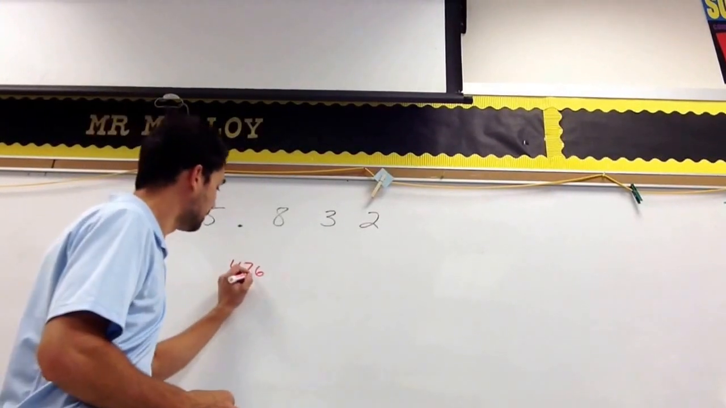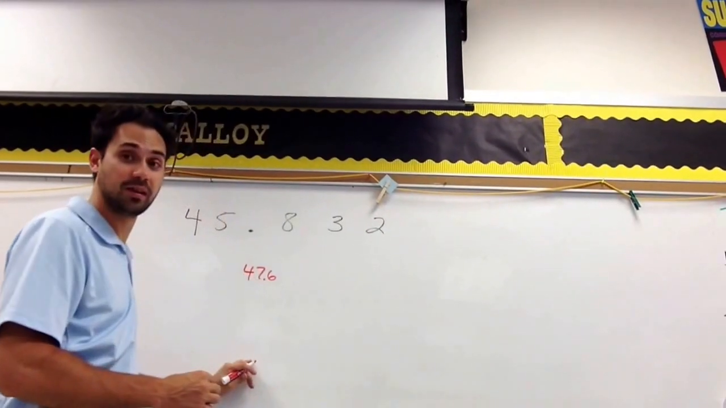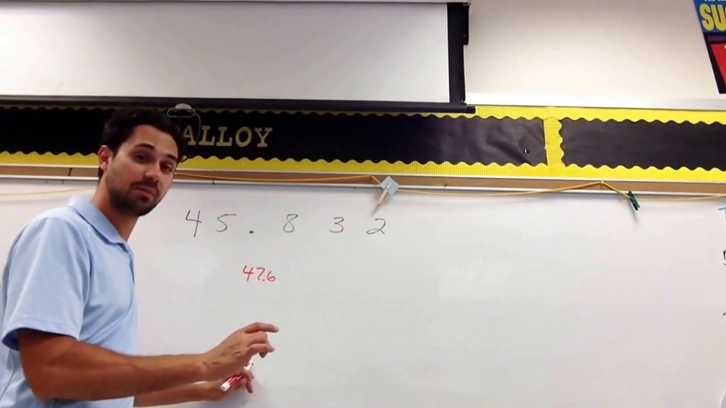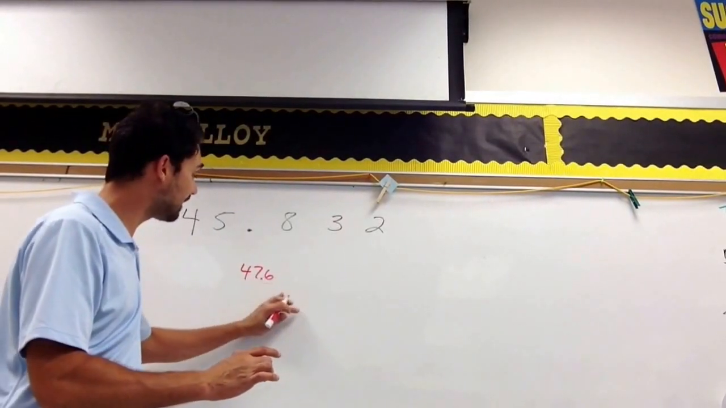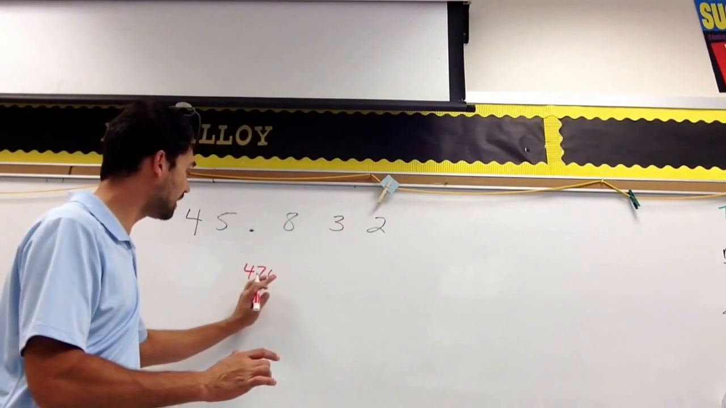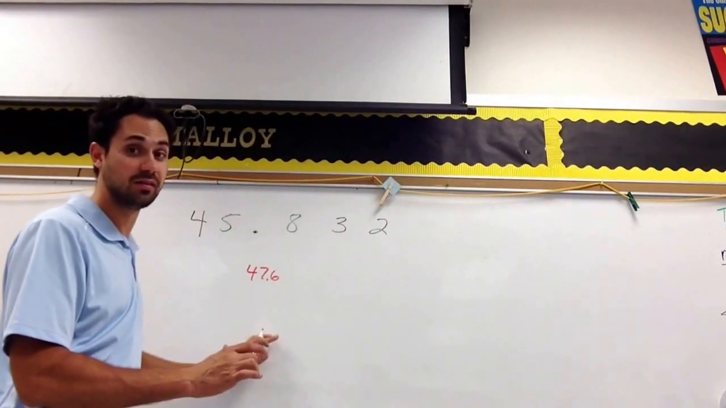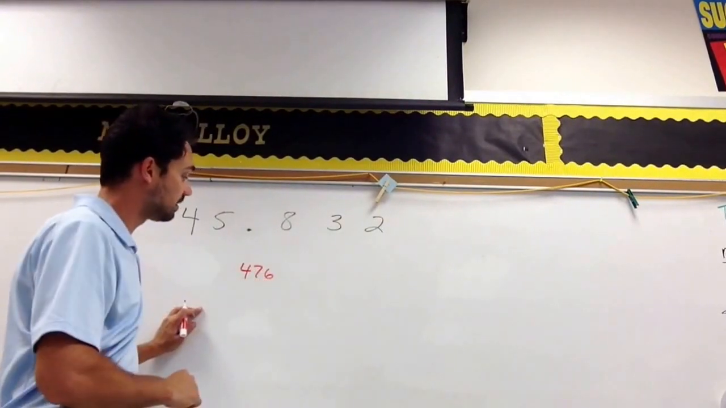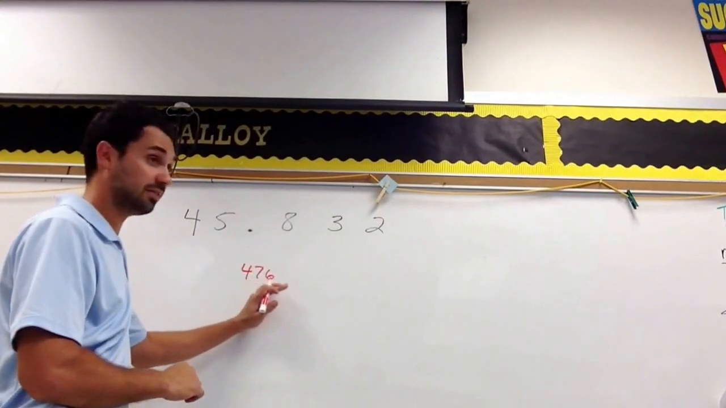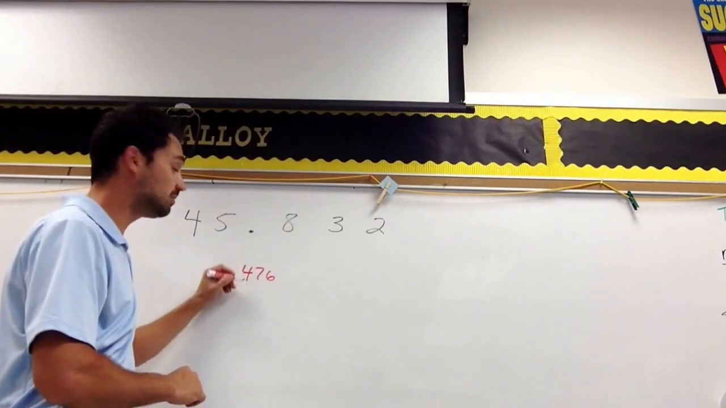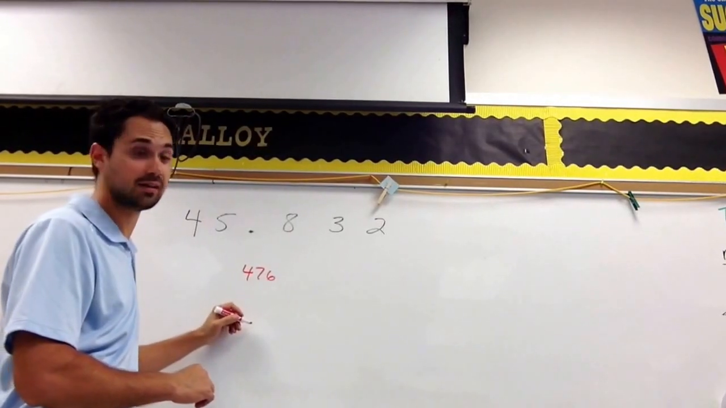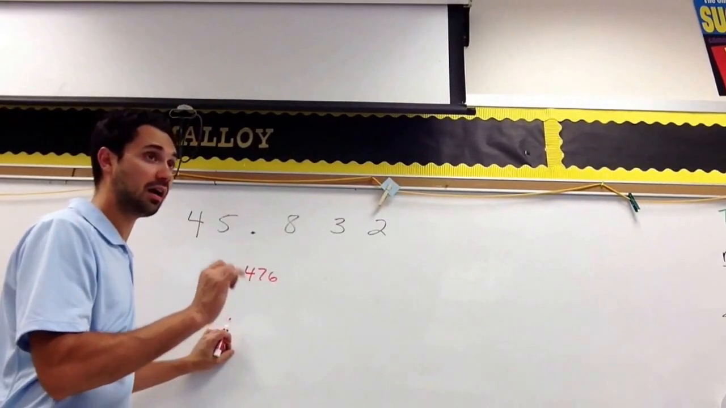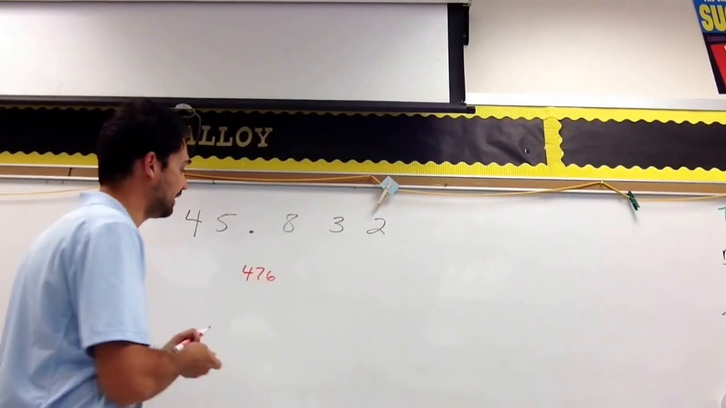However, if I put the decimal point there, that changes the whole value of the number. Now it's 47 and 6/10, okay? Tens, 1/10. Do you see how the place value shifted? Hundreds, tens, ones. A 4 in the hundreds place is completely different than a 4 in the tens place. Okay, so we have to be aware of the effect the decimal point has.